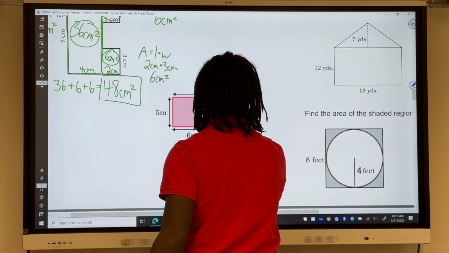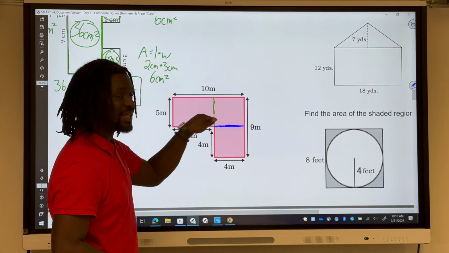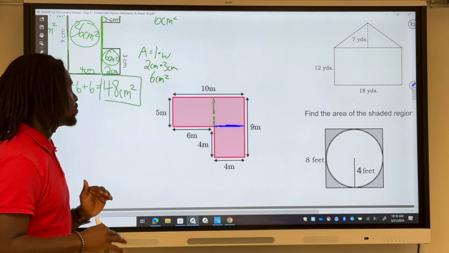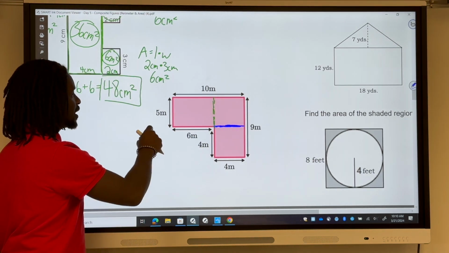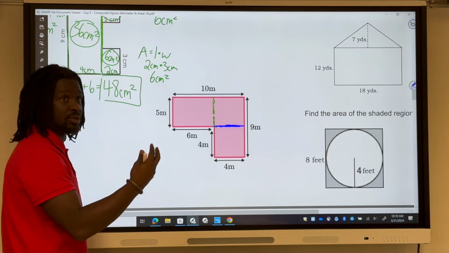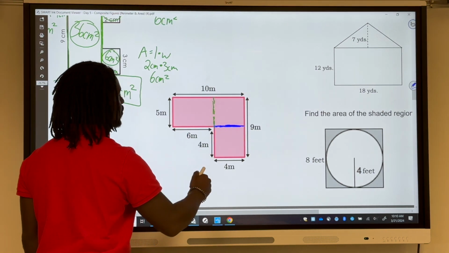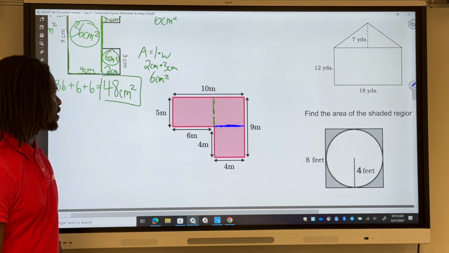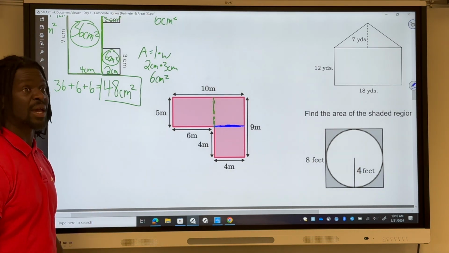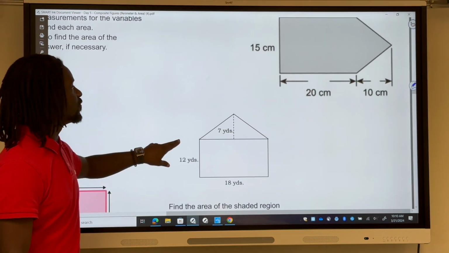You don't need to cut it both ways, okay? So either this way or that way. You should not cut them both ways, because then you're going to end up with more shapes than you need, and you're going to create more work for yourself. So cut it this way or this way, and then solve it. If you have any questions, raise your hand, ask questions, comment, and we're moving on.